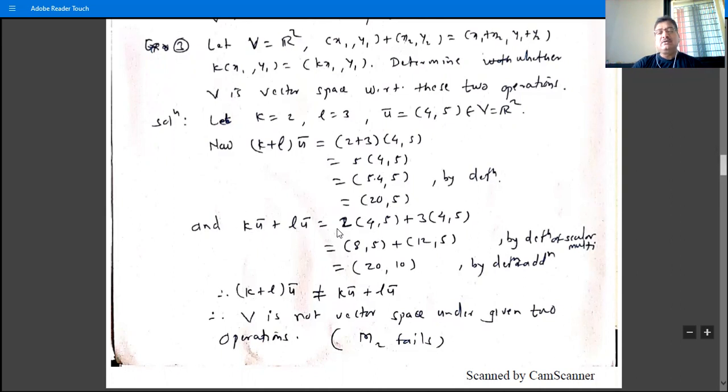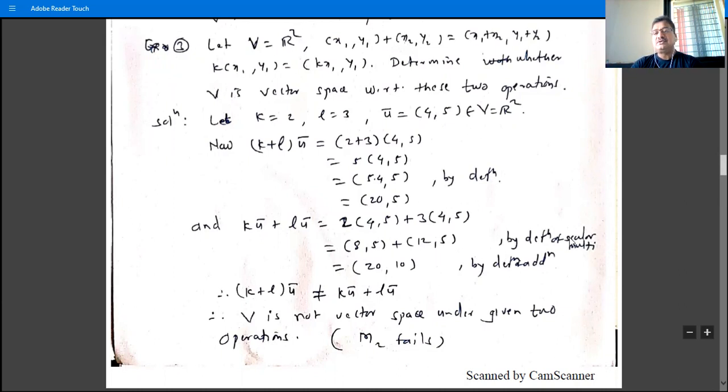Now K U bar plus L U bar is what? 2 is the K value, 4, 5 is U bar, plus L is 3 times 4, 5. Then 2 into 4, comma 5 means 8, 5. And 3 into 4, 5 is 3 into 4, that is 12, comma 5, because of the definition of scalar multiplication given in the example. What is K x1, y1? It is K x1, comma y1, that is, just multiply by the first component only. So 3 times 4 is 12, comma 5, by the definition of scalar multiplication given in the example. This is not the usual one; it is given in the example.